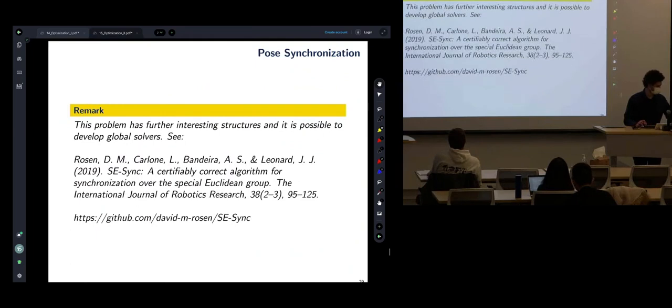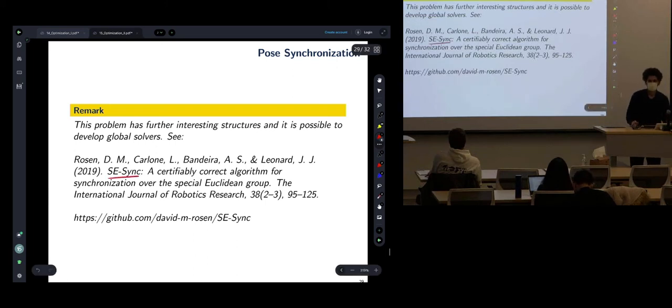Now this particular problem has more structure. You can solve it using optimization techniques in a global way. And this is the work of Rosen, Carlone, Bandeira, and John Leonard from MIT. It's called SE-Sync. This solves the pose synchronization problem up to some noise level. It solves it globally. But this particular work is not robust to outliers. So in practice, we still need to have it in a robust way. But when SE-Sync becomes robust, it will be a very nice backend that solves the problem globally optimally.